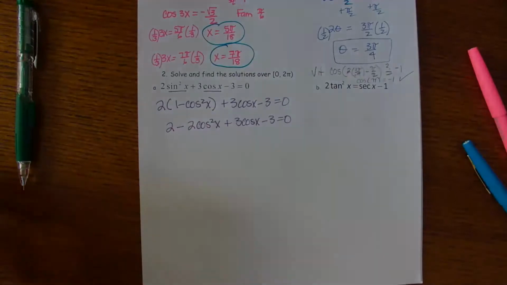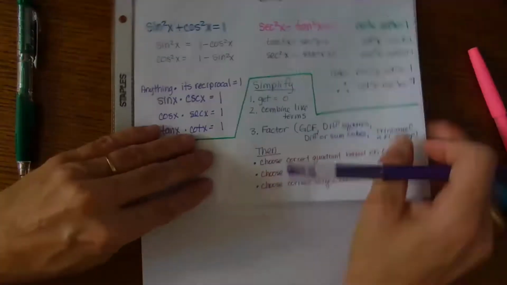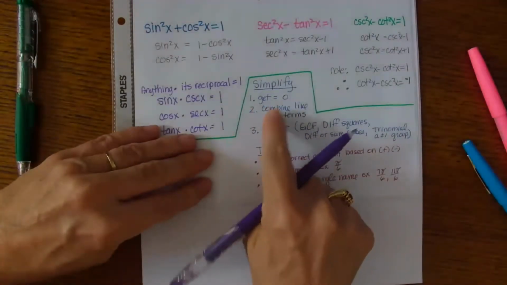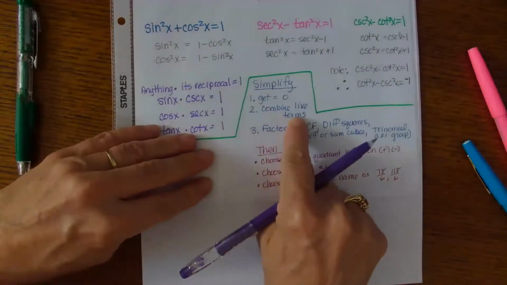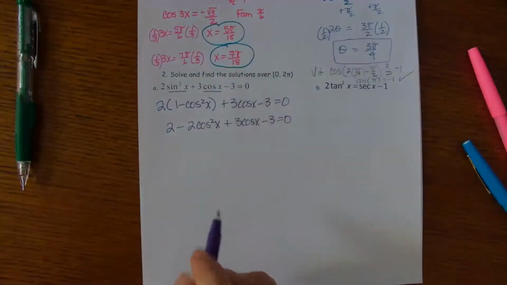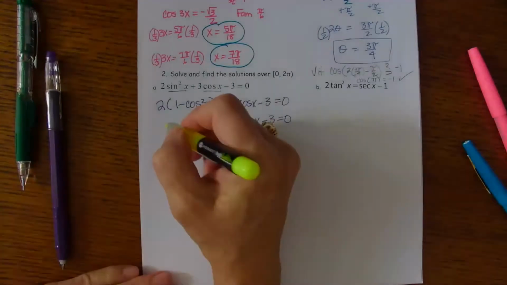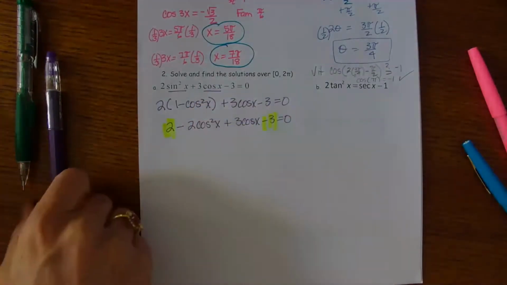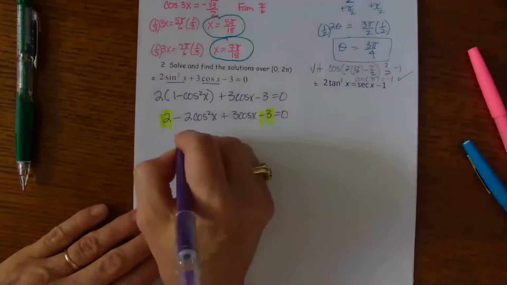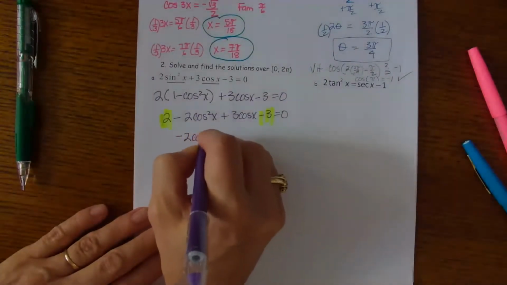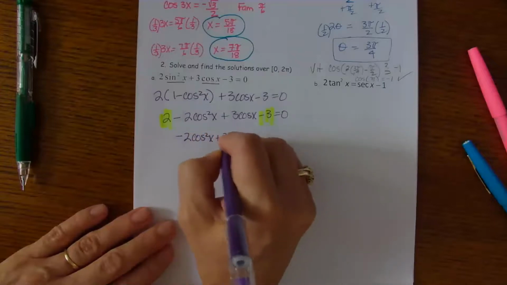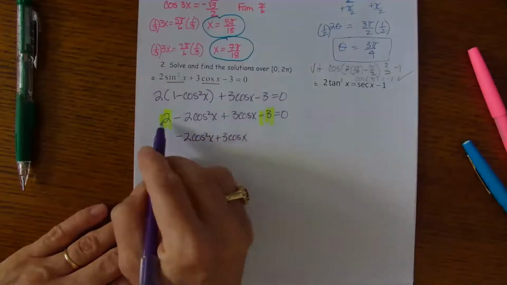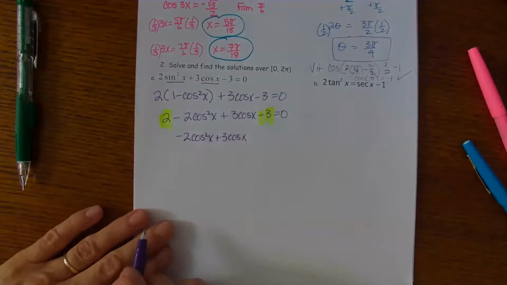Now, according to the list we made yesterday, we said we should get it equal to 0 and then combine like terms, right? Do we have some like terms we can combine? This guy and this guy are like terms. They're both constants. So what is 2 and negative 3?